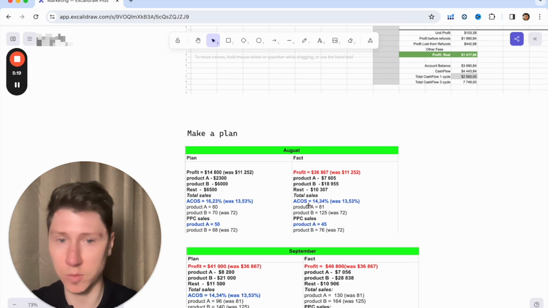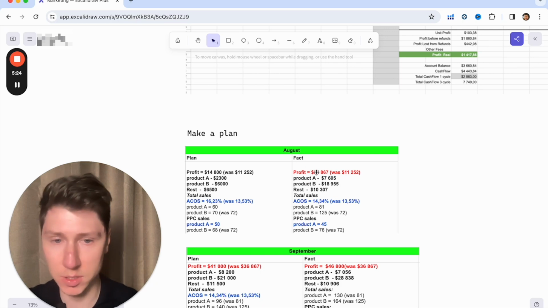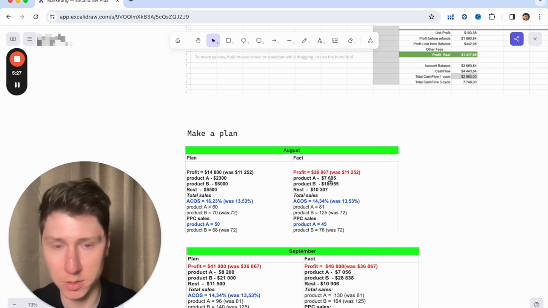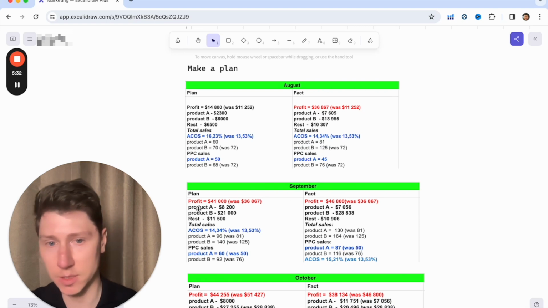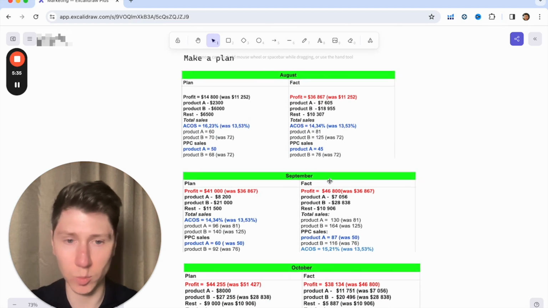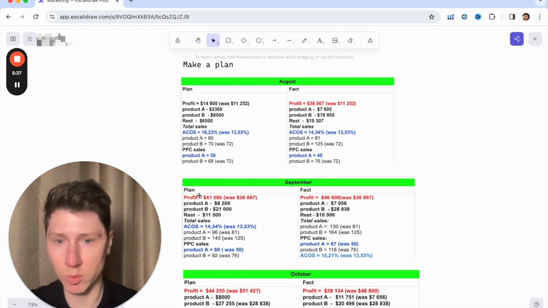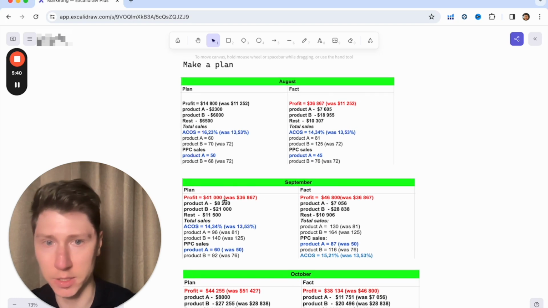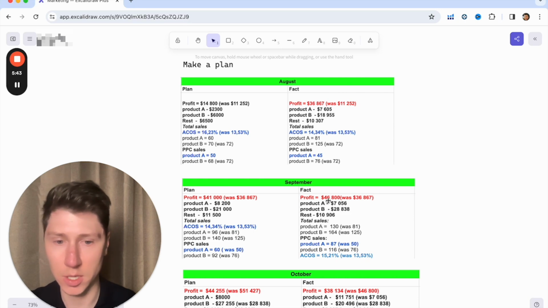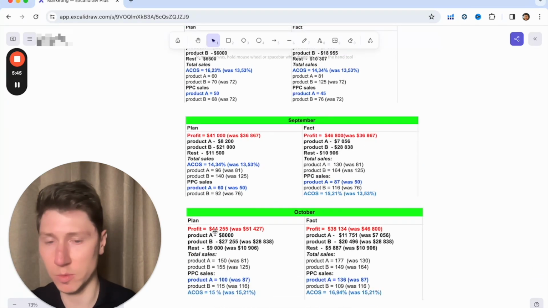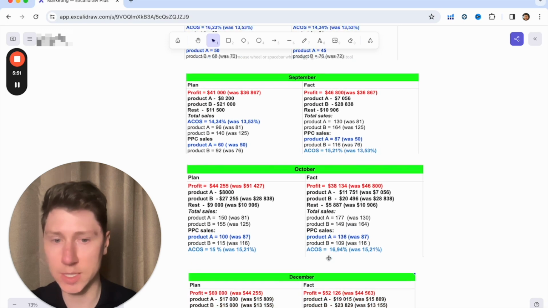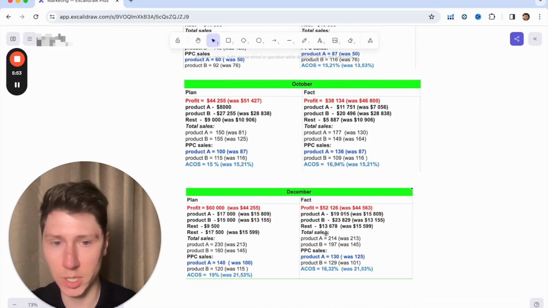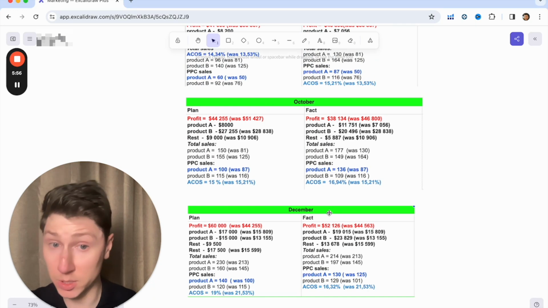After a month of work, we actually write down the fact, meaning what actual numbers we got in reality after 1 month of working on the sales. And we do it every month, so every next month we do another plan, and we write down what happened in reality. So you see, we were planning profit 41,000, and in reality we got 46,000. Then in October, we planned profit 44,000, and in fact we got 38,000. So that's how we do it every month. We got like 52k and so on. This is per product, so per ASIN.